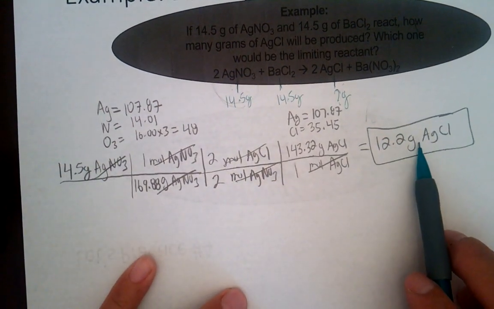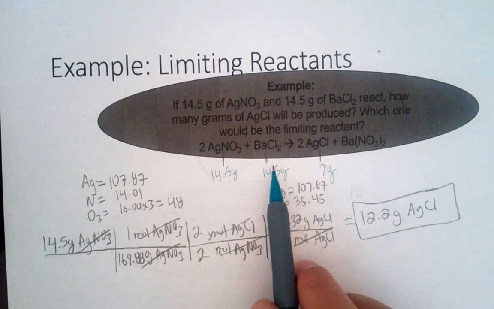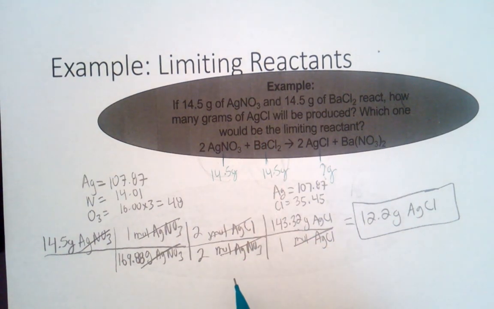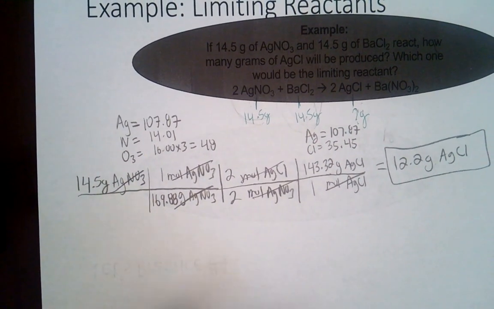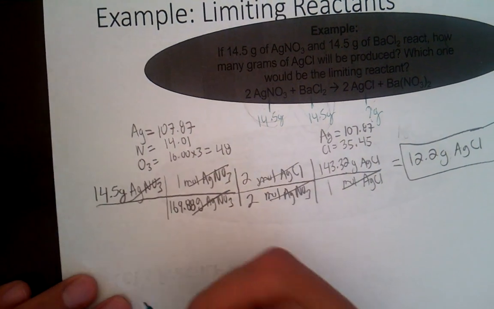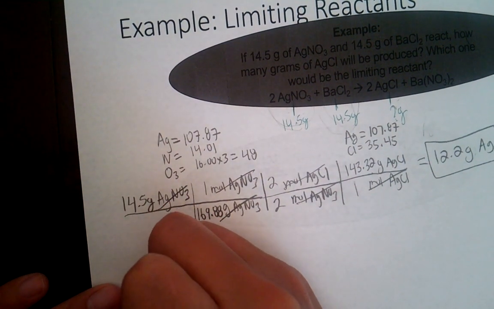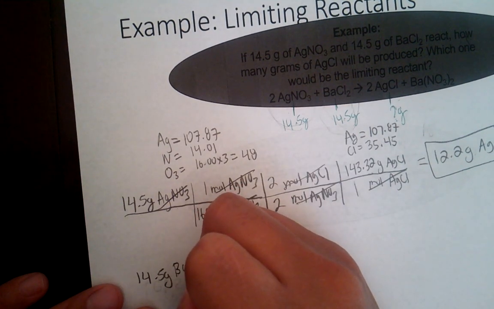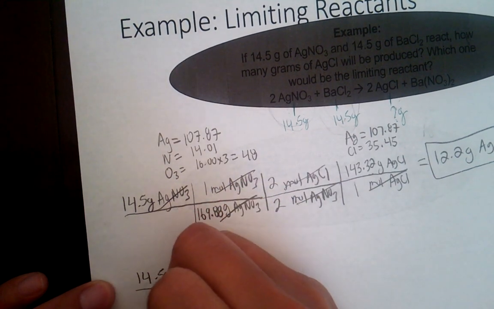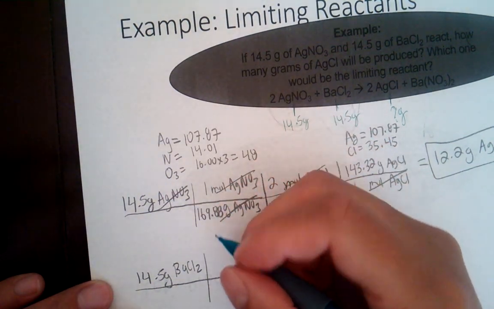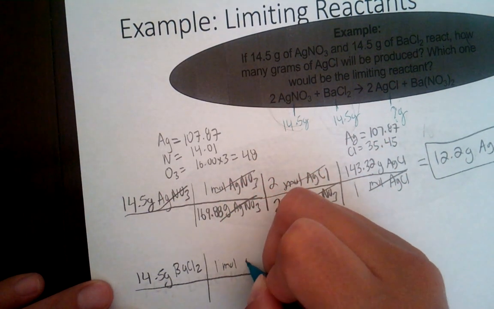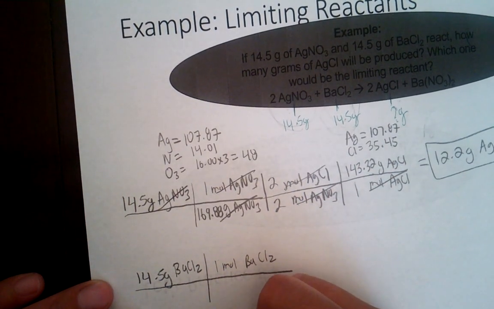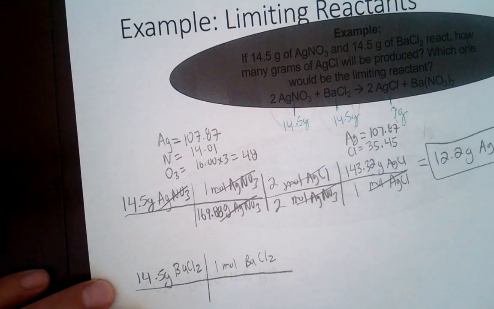This is one number. You now have to figure out how much AgCl you make from BaCl2. And you have to start this all over again, but now you're going to start with BaCl2. So remember, you still have 14.5 grams of BaCl2. And you're going to do the same process. You're going to have 1 mole of BaCl2, and now you have to figure out Ba and Cl, and you have 2. You have to figure out that math.